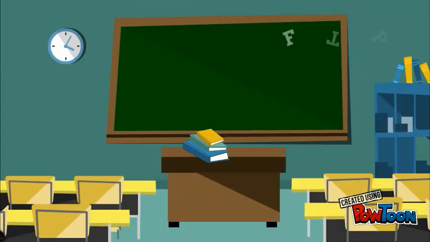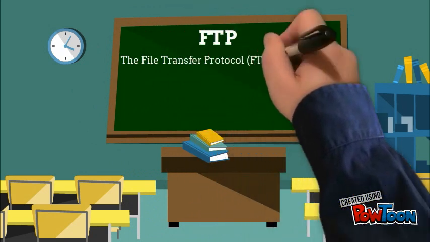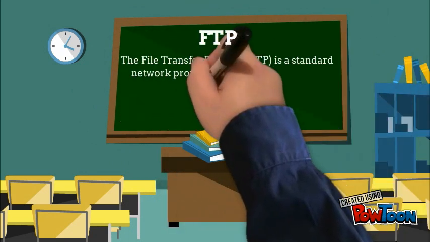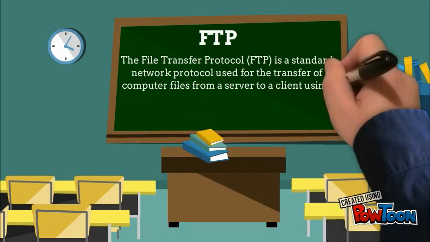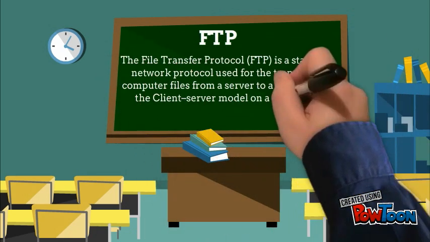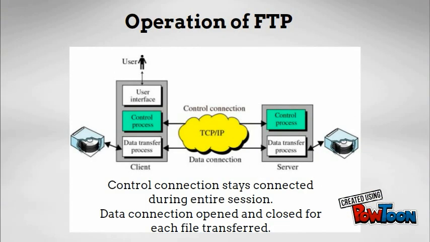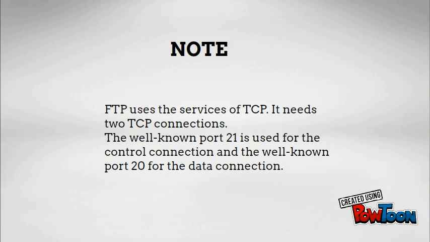The File Transfer Protocol, FTP, is a standard network protocol used for the transfer of computer files from a server to a client using the client-server model on a computer network. FTP uses the services of TCP. It needs two TCP connections. The well-known port 21 is used for the control connection and the well-known port 20 for the data connection.